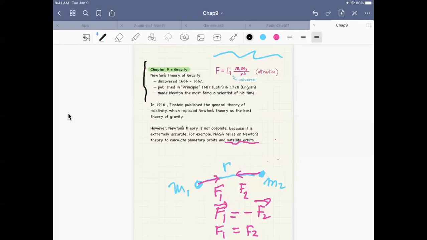Now you have to read chapter 9. The problem assignment is not due for a while. So you've got about a week, more than a week actually, to do the problems associated with chapter 9. You should start doing it now because chapter 9 is a long chapter, and there are a lot of different example problems. All right, so let's take a look at some problems that you can solve using Newton's theory of gravity.